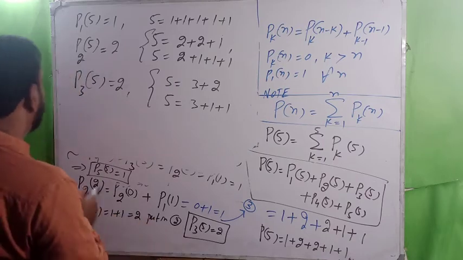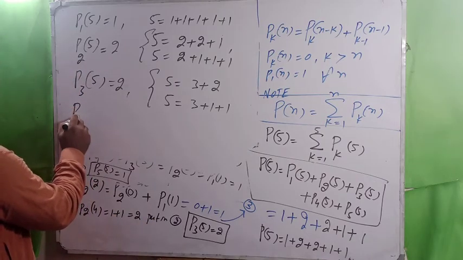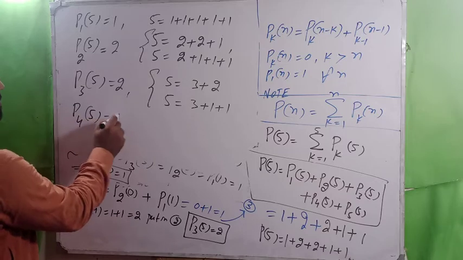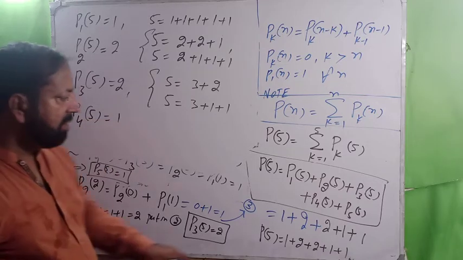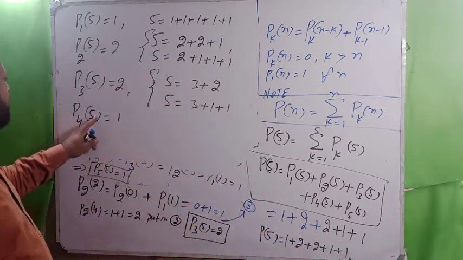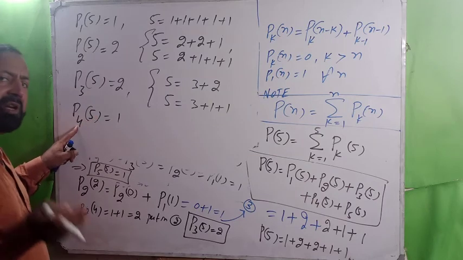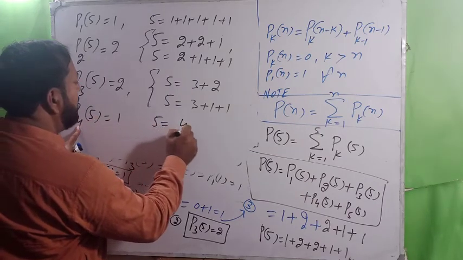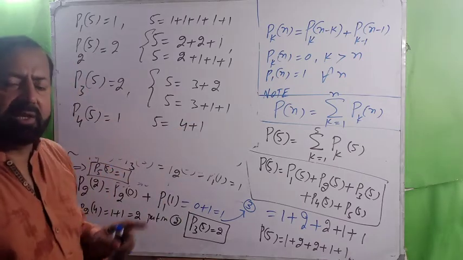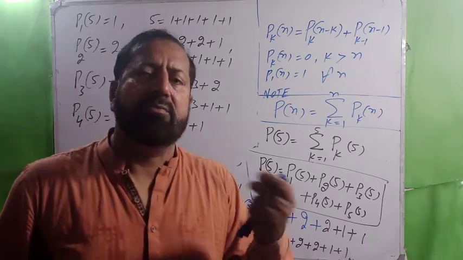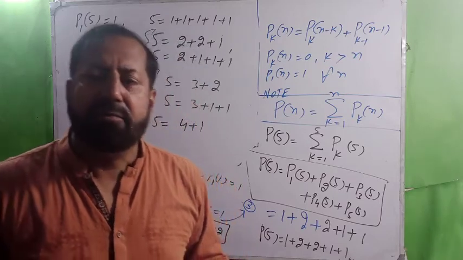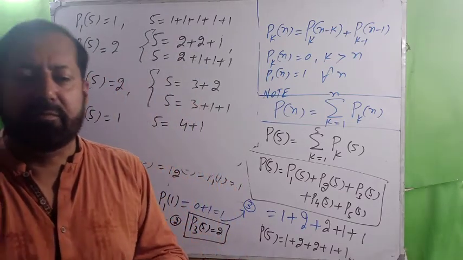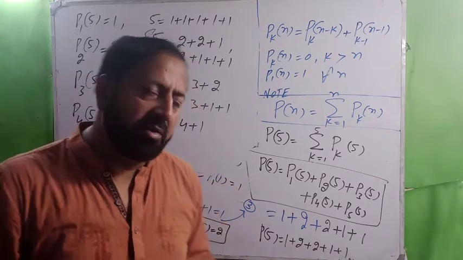Right. Next is P(4,5) is equal to 1. It means you want to find 5 with 4 or lower integers. So you have only one way, which is equal to 4 plus 1. There is no other way, because 4 plus 2 is 6, 4 plus 3 is equal to 7, and 4 plus 4 is equal to 8. So you have 4 and 1, only one combination.